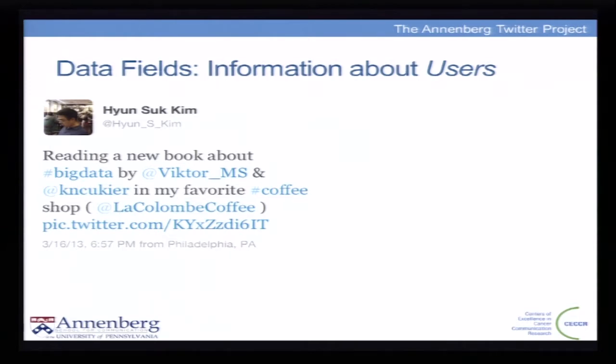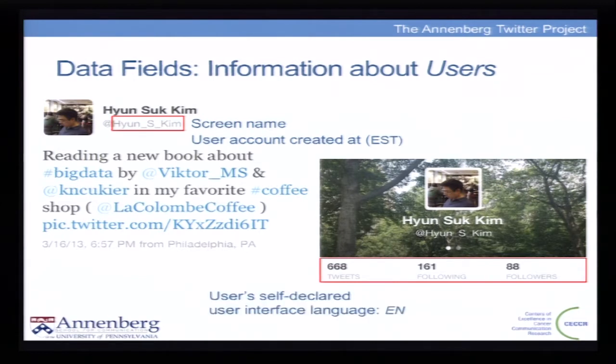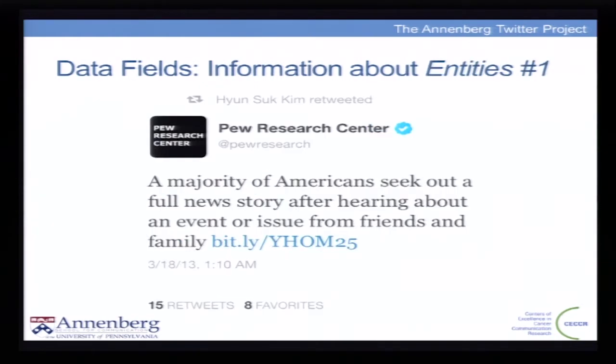And next, the data object concerns users. To go back to the first example, we are collecting the screen name and user account, and when the user account was created, which is invisible even to me. If you click this screen name, you can see my profile page, and we are collecting how many tweets I have posted, how many followers I have, and how many people I'm following. And also we can get the data about the user's self-defined interface language, which is English in this case.